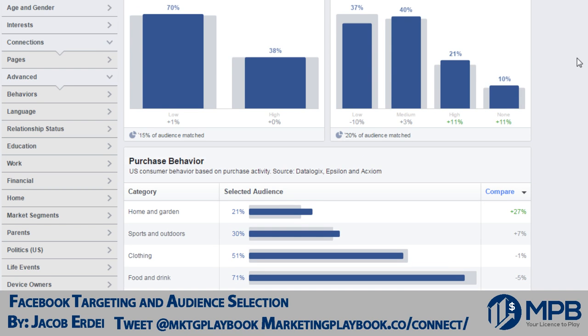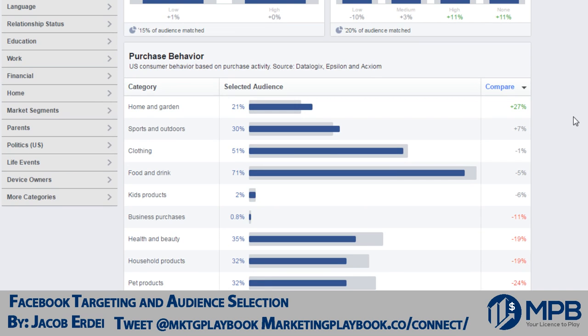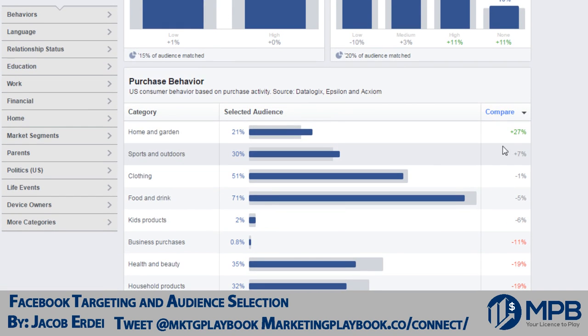So we can go ahead and go over to the purchase tab, and we can look at the retail spending, their online purchases, what are their averages there, and the purchasing behavior for those individuals. So we see that in St. Paul, they have plus 27% higher for home and garden versus the rest of the Facebook user base that's out there. And that's going to make up 21% of our selected audience. That's an interesting thing to know.